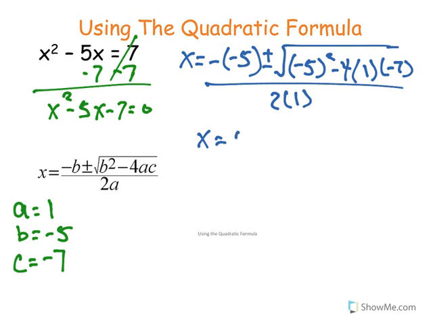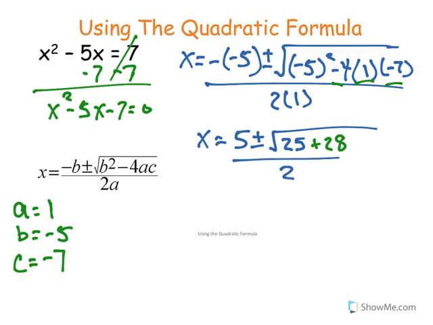So I've got my negative 5 is positive 5. I've got negative 5 squared is 25. And then again, negative 4 times 1 is negative 4 times negative 7 is positive 28. And the new denominator is 2 times 1. So I've got x is equal to 5 plus or minus radical 53, all divided by 2.